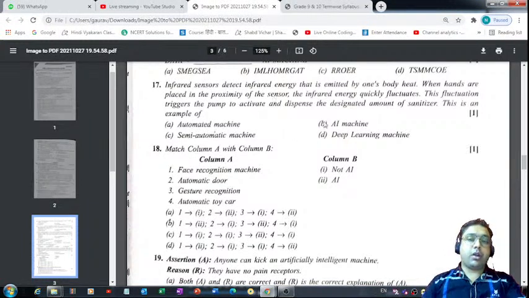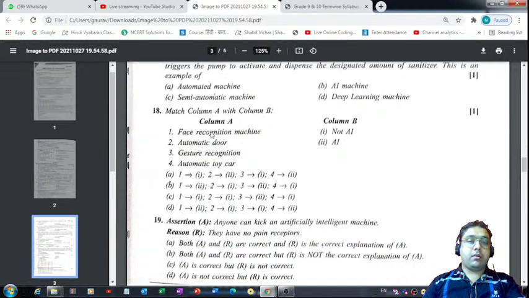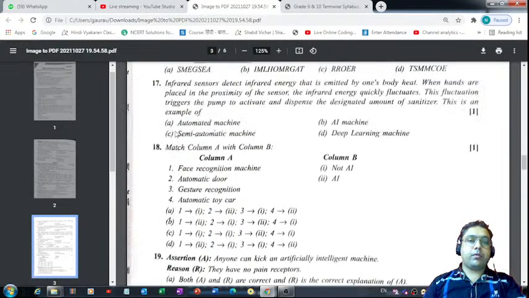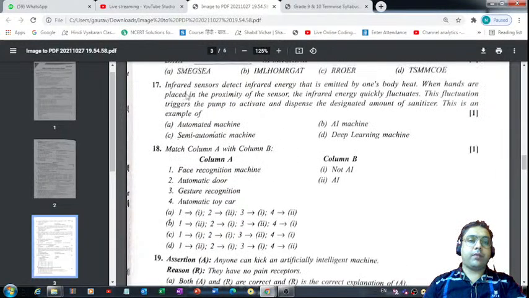It's not an AI machine, it's not a semi-automatic machine, neither is it a part of a deep learning machine. So it's an automated machine, right? You can find it in your PDF also. Class 10 students, just check it out. I'm talking about the facilitator's handbook CBSE has released. So over there also you'll find this question.